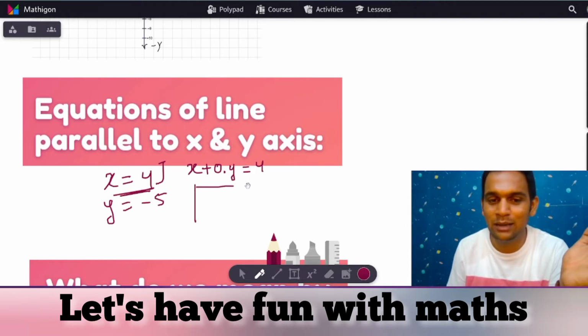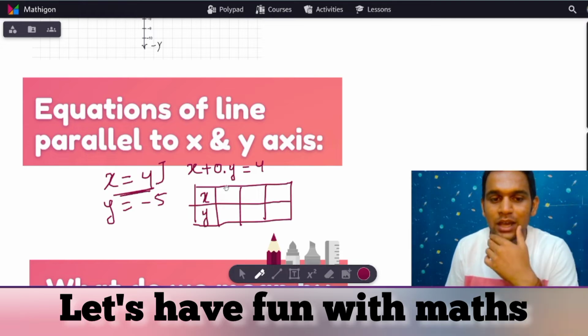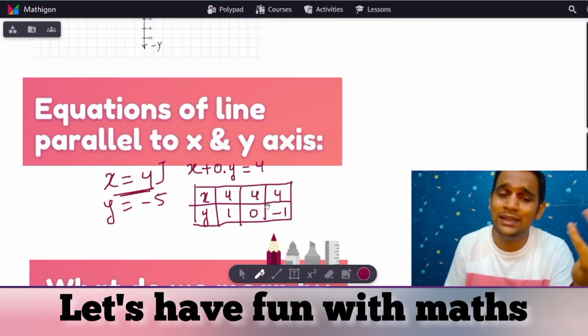So what would be the table of this particular graph? It will look something like this. x value, y value. The value of x is 4 and it's fixed every time. The value of y could be 1, 0, minus 1, anything you can take.